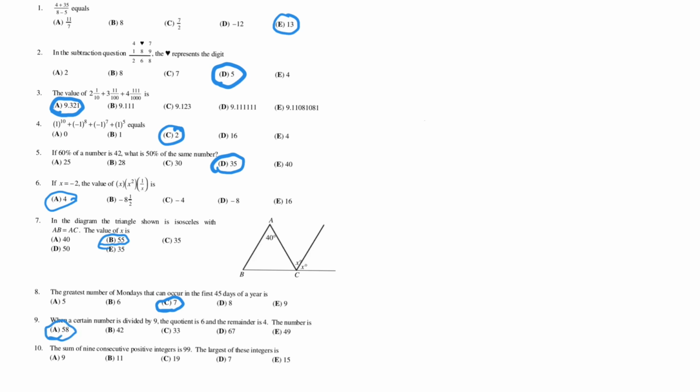Number 10. The sum of the consecutive positive integers is 99. The largest of these integers is? This is an arithmetic sequence. The sum divided by the number of numbers gives us the average. So 99 divided by 9 gives us 11. That's the mean, also the average. In an arithmetic sequence, the mean equals the median.